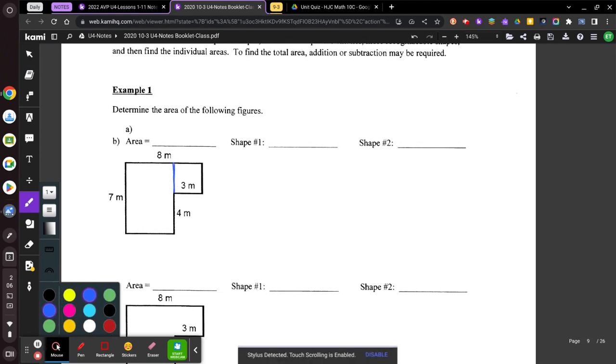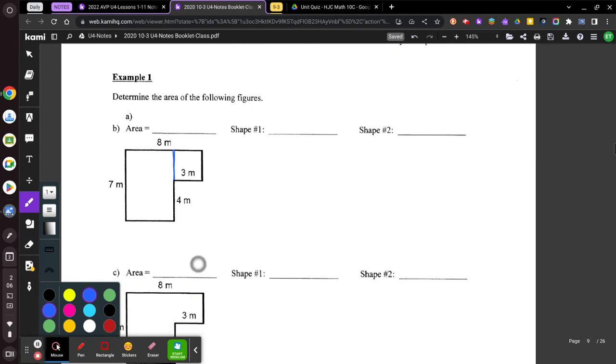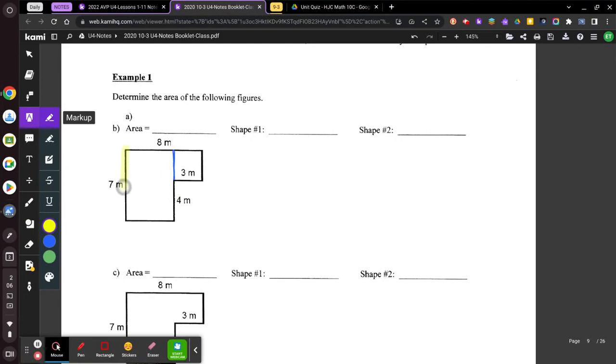So I need to know what those other numbers are. I know this number here is a 7, going left to right. So if this number here is a 7, that means this plus this must be a 7. And I know I've got 4 of it. So if I have 4, how do I get to 7? We would add 3. So that means this piece is a 3. So this is an actual square. It's a 3 by 3 square.